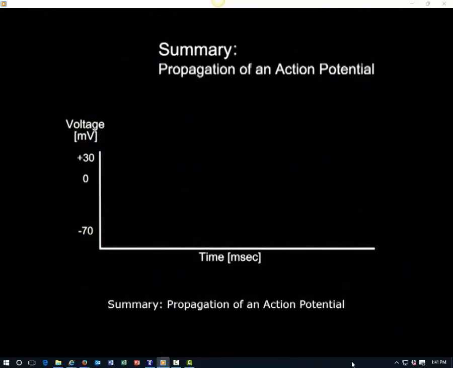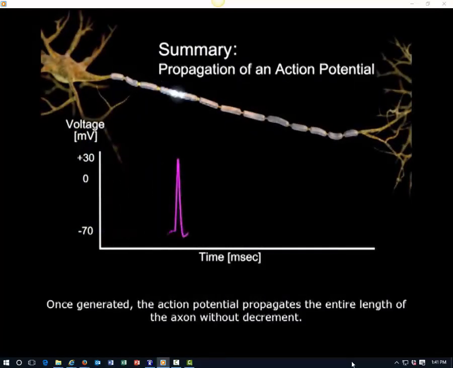Summary. Propagation of an action potential. Once generated, the action potential propagates the entire length of the axon without decrement.